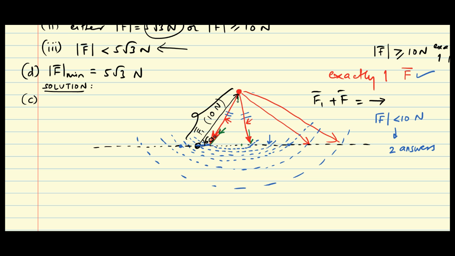So for example, if I draw a perpendicular from the red dot to the dotted line, then it's easy to prove that this perpendicular distance is 5√3 newtons. You will have to use this particular triangle. It's a right angle triangle, 30, 60, 90 triangle, and the hypotenuse is 10 newtons.